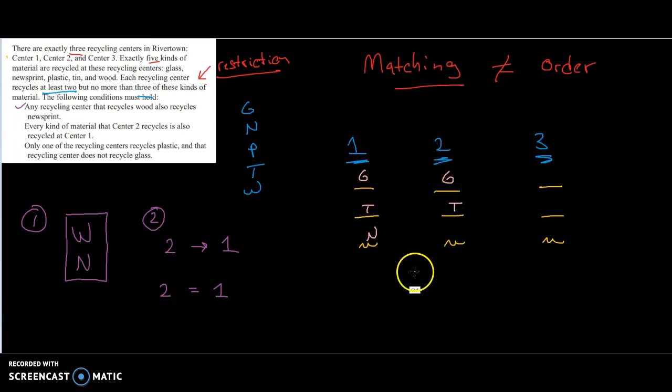Hopefully that made sense. Okay, let me clear this out. There we go. Okay, so that's rule 2. Whatever's in 2 has to be in 1. Let's go back to purple. Then we did that one. And then the third rule, okay, this is interesting. The third rule says only one of the recycling centers has plastic, and that recycling center does not recycle glass.